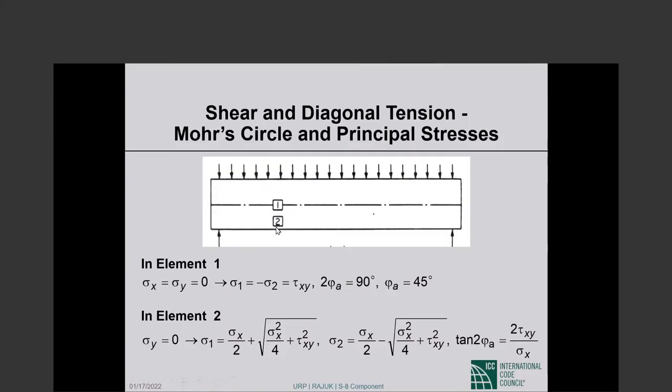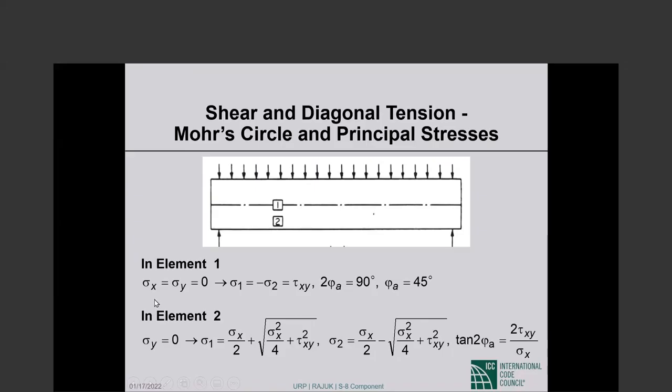On element 2, which is at the bottom, the sigma y is 0. At the bottom there is no normal stress acting down. So sigma 1 comes out to this, sigma 2 comes out to this, and the angle comes out to this. So this is the difference between element 1 and element 2.